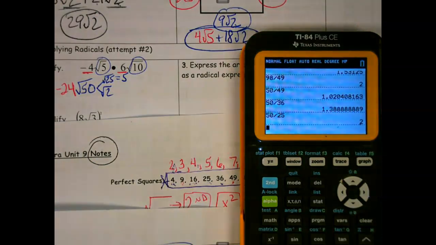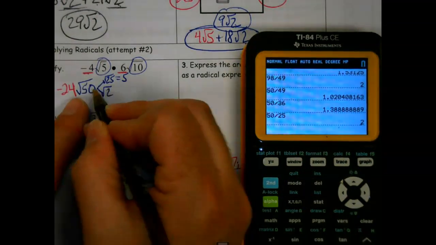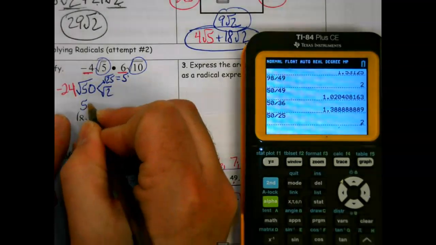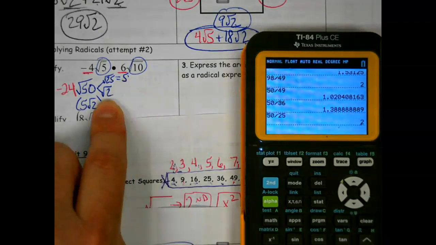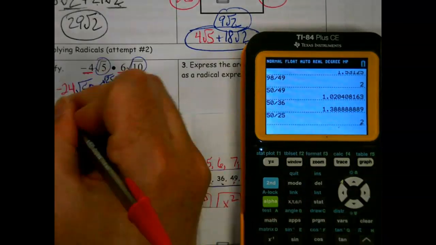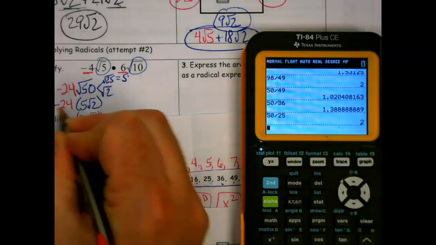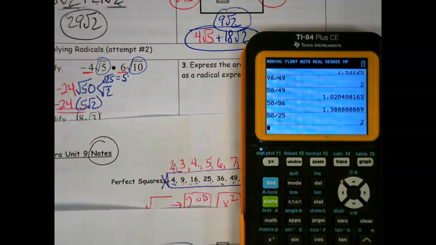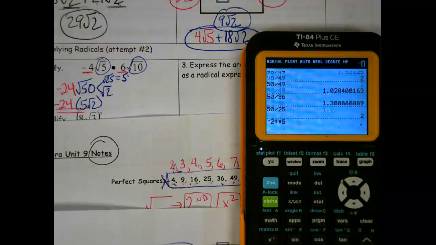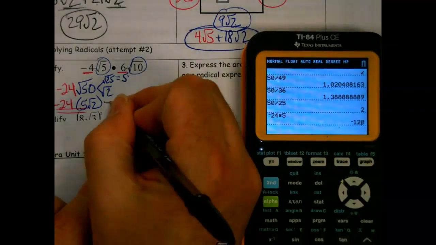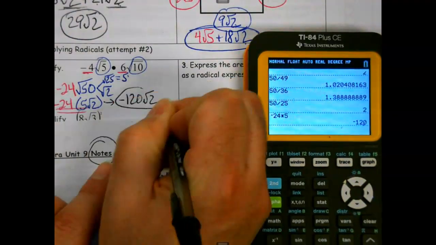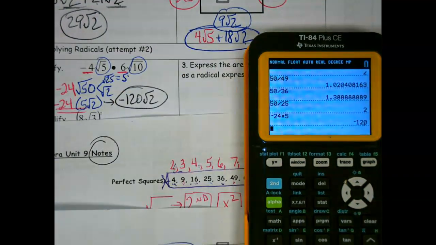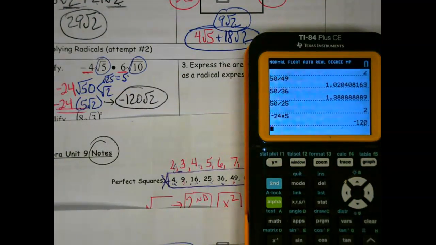So now you're like, okay, so what's all going on here? My 50 became 5 times the square root of 2. 5 got out, the 2 did not. But what about the negative 24? I can still multiply those together and get to my solution.